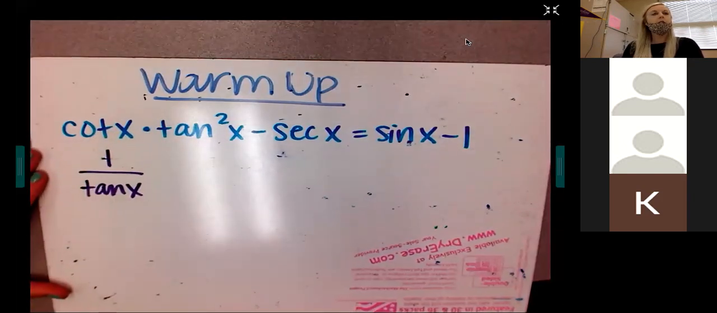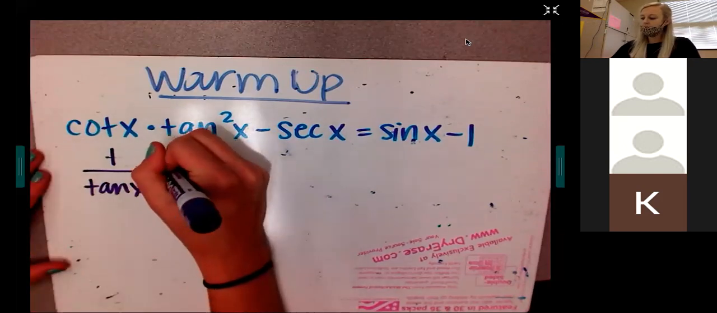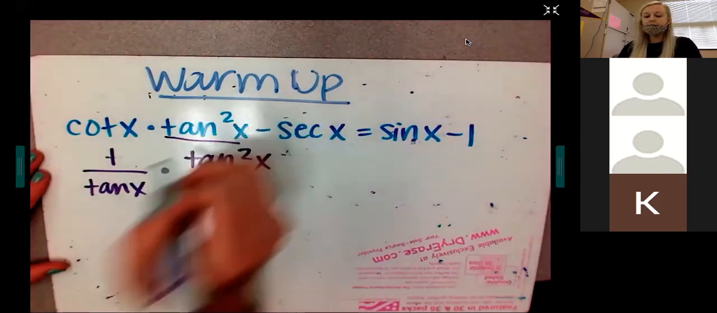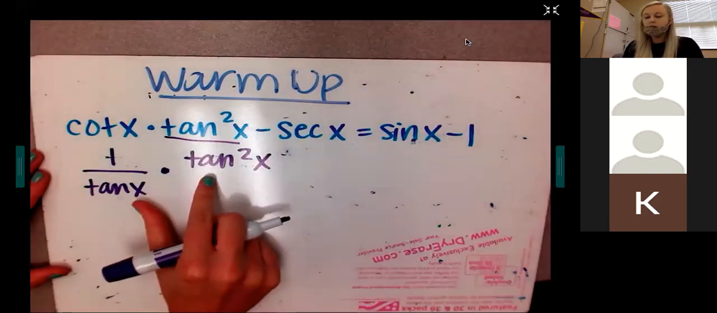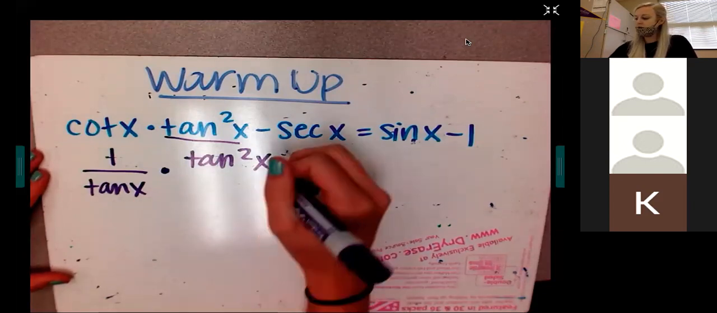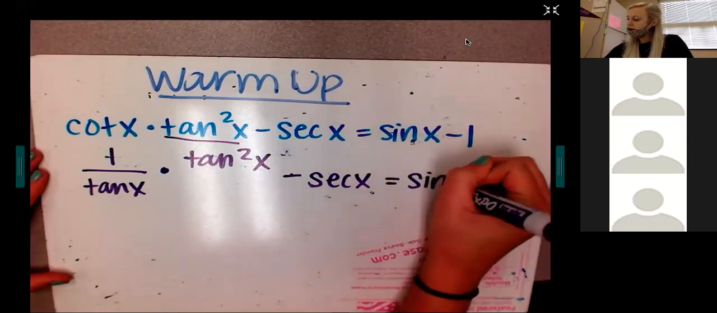So everybody agree cotangent is just 1 over tangent. Now, there's no reason to change the tangent, because if these both say tangent, can't I simplify them? Yeah. Good. So minus secant x equals sine of x minus 1.